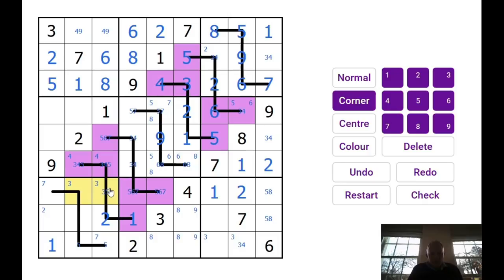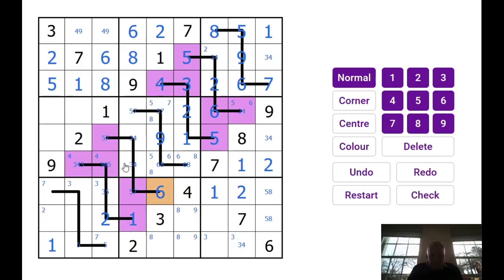Not quite done still now. That can't be 6 anymore. And this can't be 6. And we know this shape is 3, 4, 5, 6, 7. So 6 must be here. 3, 4. That's a 5, 7 pair. And because they both look at this cell, that can't be a 5. So it must be a 3. So these ones are now 4 and 5. That makes this one 3. 6, that makes this one 4.